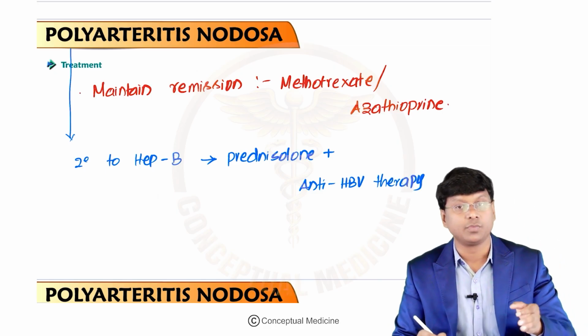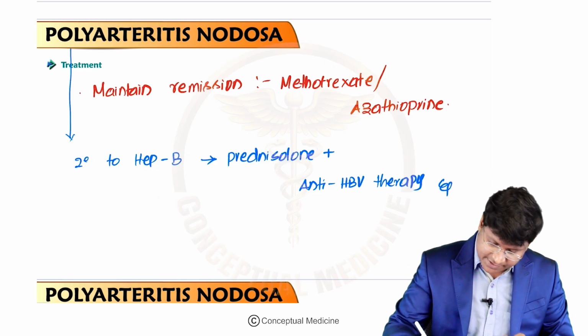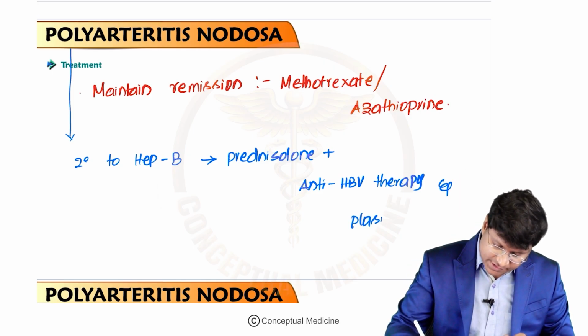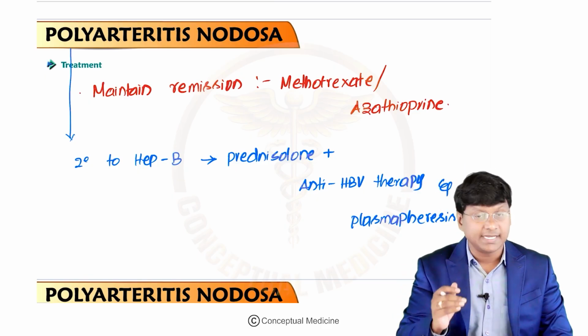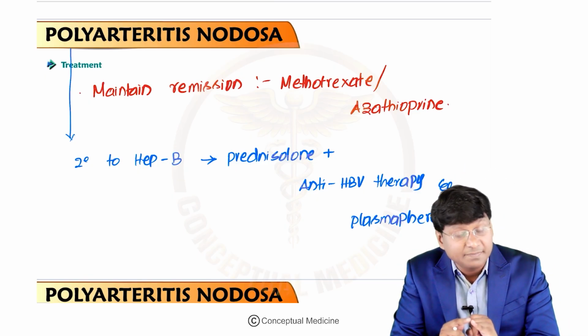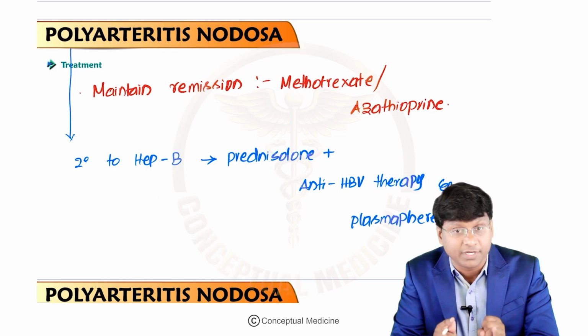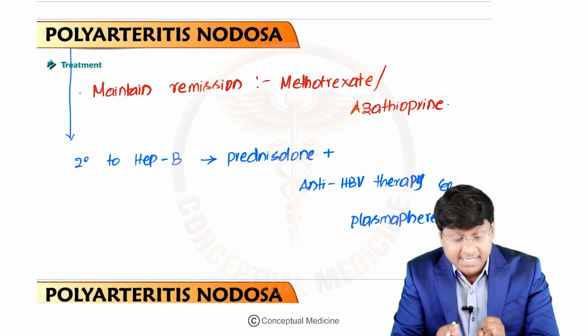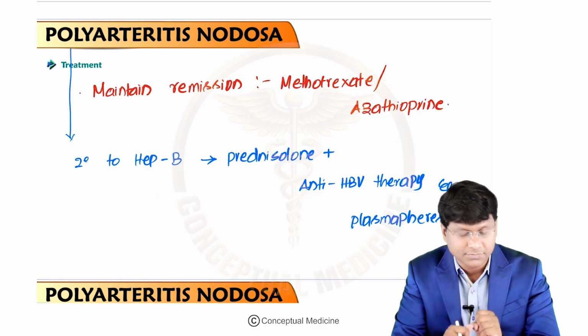Right, this should be given along with the anti-HBV therapy and plasmapheresis. So plasmapheresis will remove the antibodies which are present within the serum or the plasma. And the other point is the inhibitors of tumor necrosis factor, that is inhibitors of TNF, they are the first line therapy for patients with polyarteritis nodosa associated with deficiency of adenosine deaminase 2.